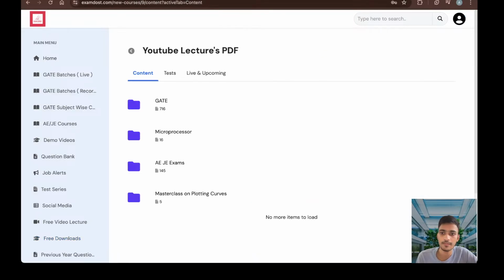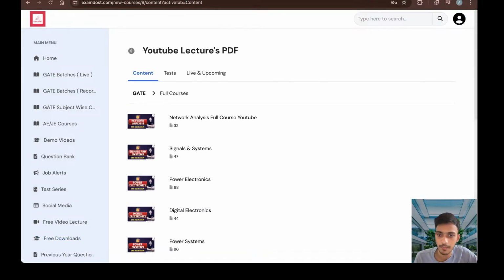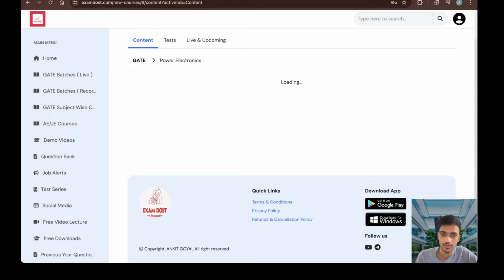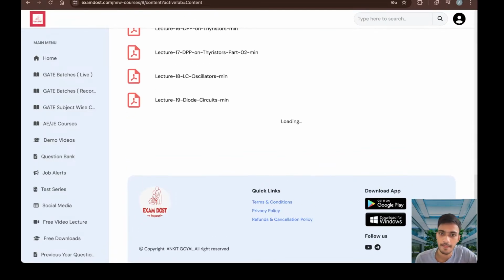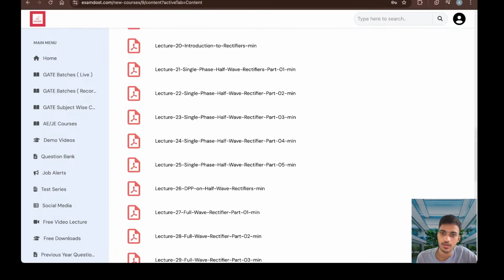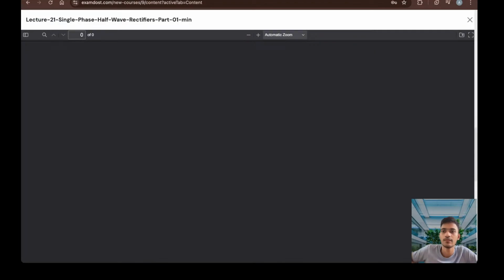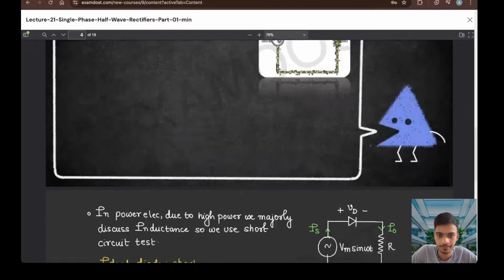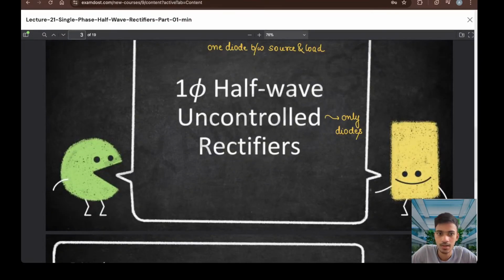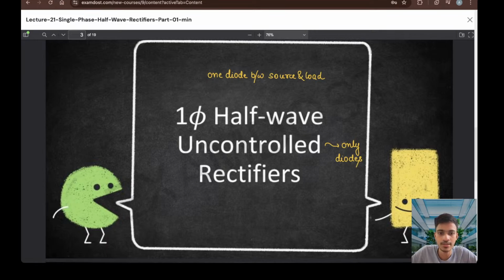लेट्स मूव ऑन टू द नेक्स्ट part, next lecture. Let us see whether we will be completing the single phase half wave rectifier. Yeah, so the single phase half wave rectifiers.